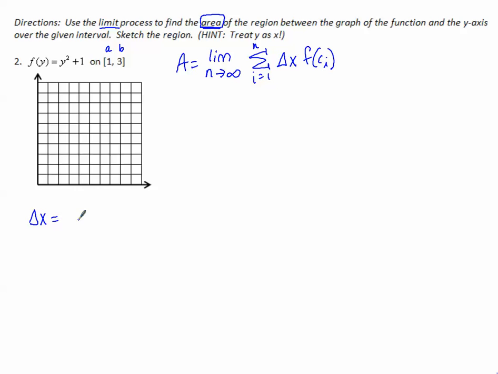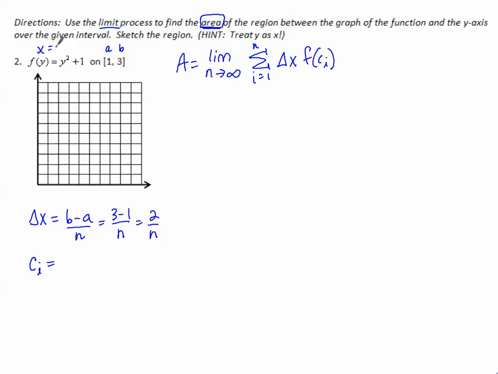So our width first, our delta x, that's our b minus a over n. We can use these values and just plug them in, 3 minus 1 over n, 2 over n. We can also find the f of c sub i by first finding the c sub i and plugging it into the f, and all of this can be done without a picture. However, it does make more sense with a picture. So let's practice graphing this function of y.